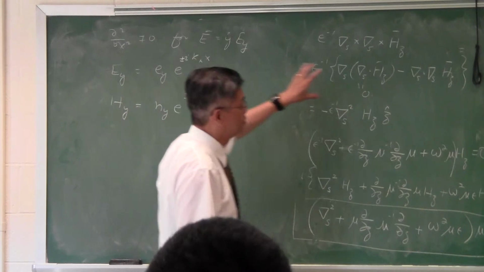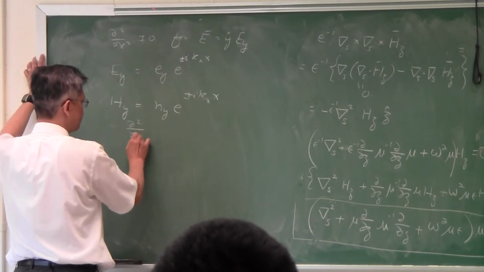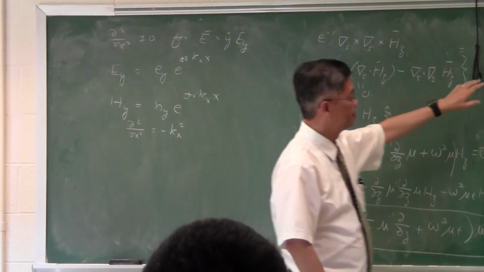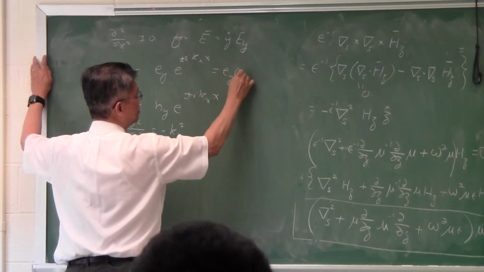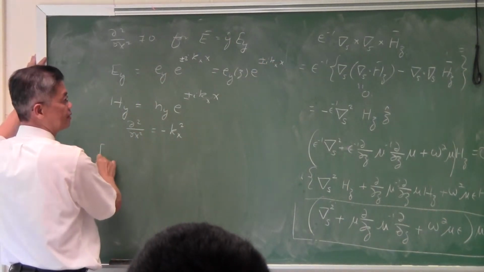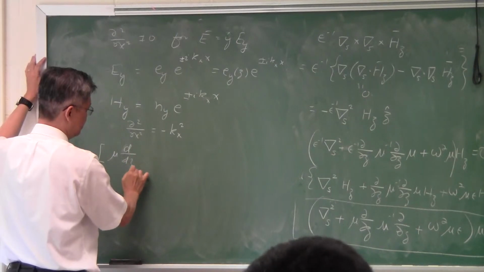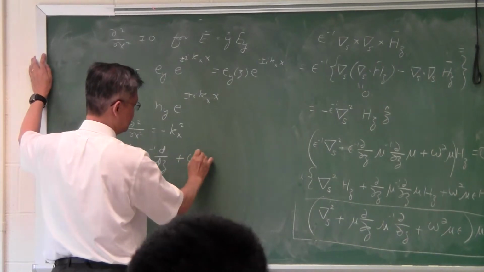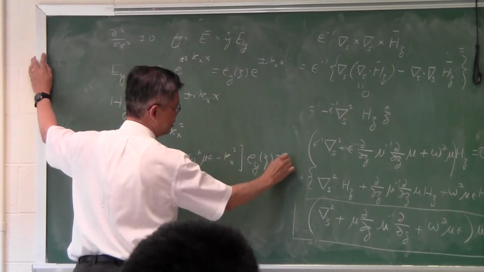And then if I substitute this back into this PDE, partial squared partial x squared must be minus kx squared. If I substitute this back into this PDE, I conclude that my EY can be a function of z times e to the plus or minus ikxx. My EY must be a solution to this ordinary differential equation: mu ddz, mu inverse ddz plus omega squared mu epsilon minus kx squared, EY of z must be equal to 0.